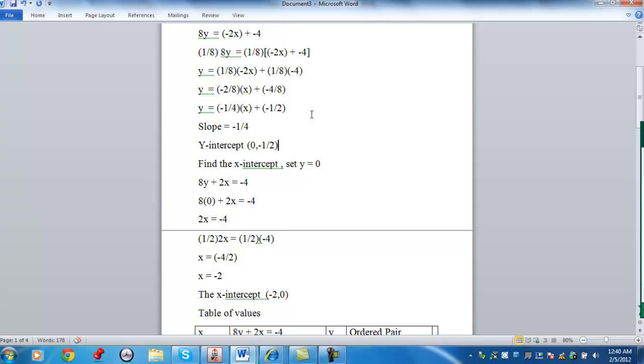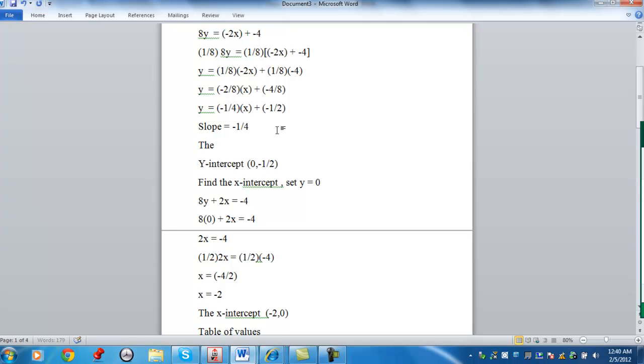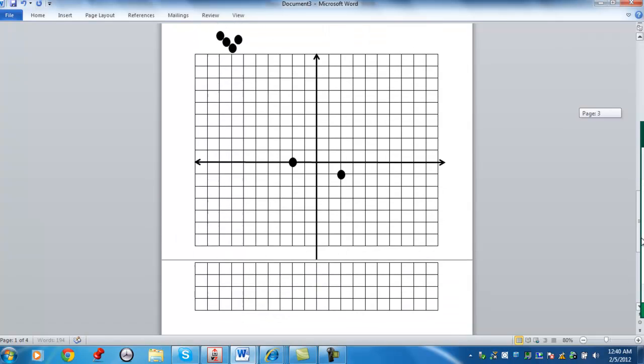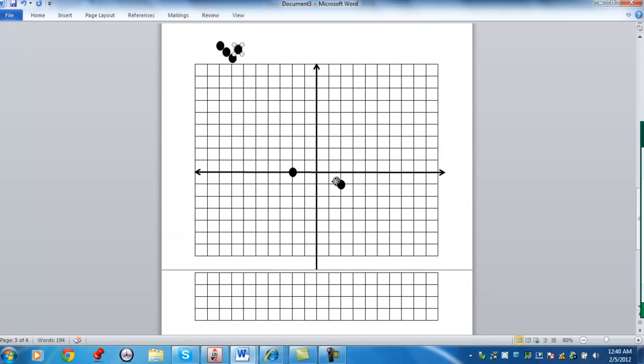That point's a little hard to graph, but we know that the slope means here it goes down 1 and to the right 4 units. Okay, that will describe the rate in which the line goes down. So in other words, here, my slope goes down 1, goes over 1, 2, 3, 4, goes down 1, goes 1, 2, 3, 4.